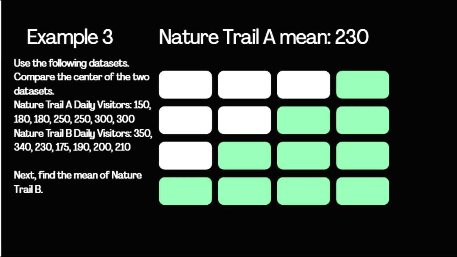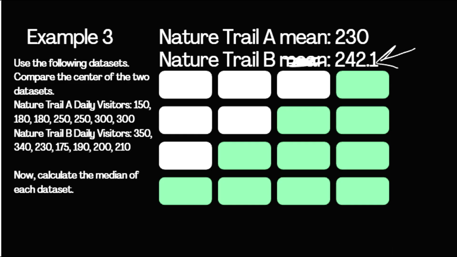Now they want us to find the mean for trail B. So we need to take all of these numbers down here, which are not in ascending order. 350 plus 340 plus 230, 175, 190, 200, 210. That gives us 1695, and we have 1, 2, 3, 4, 5, 6, 7. We have 7 again. And that gives us 242.14. Let's look and see here. Okay, that worked.